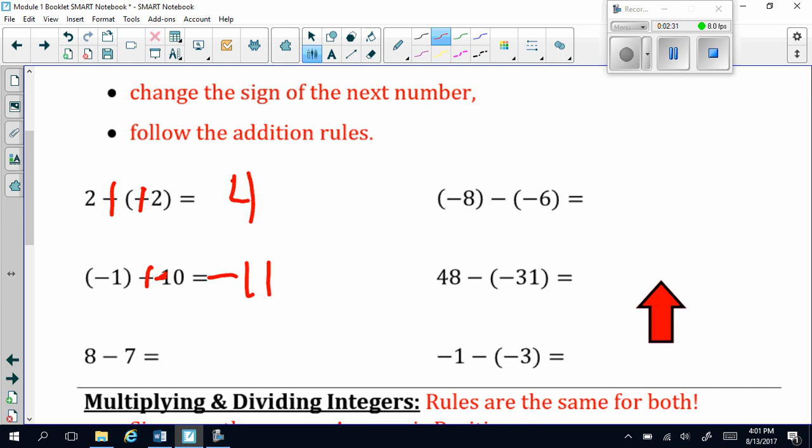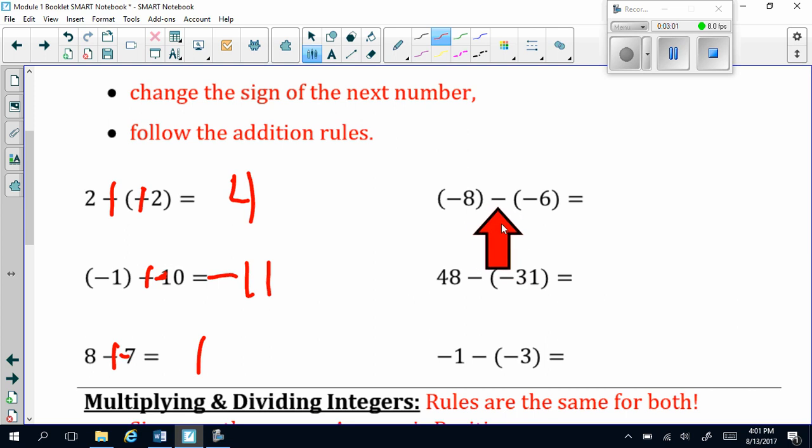My next example, 8 minus 7. Well, hopefully you can all just go, well, that's just 1. But let's use our rule anyway. I'm going to change my subtraction to addition, change the sign of the next number. So it's 8 plus a negative 7. Signs are different, so I subtract. 8 minus 7 is 1. Keep the sign of the larger, which is 8. So it's positive. Again, I probably wouldn't use my rule there. I know 8 minus 7. I've been doing that one since kindergarten too.